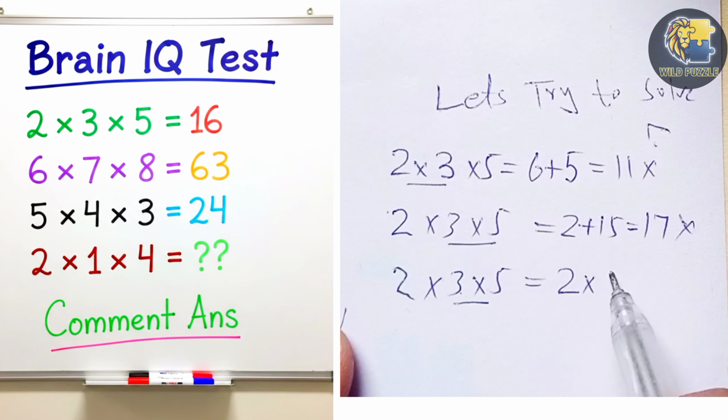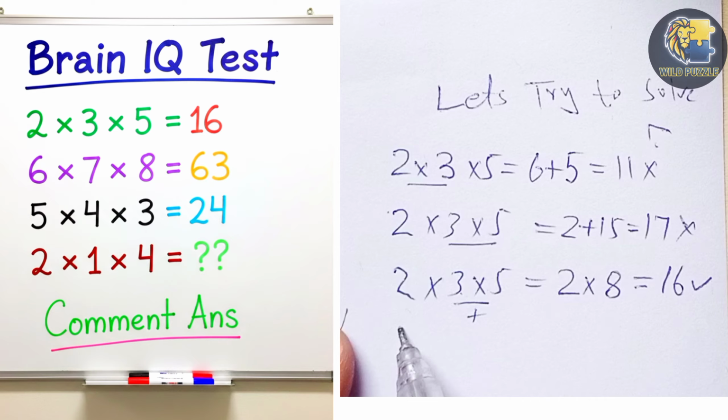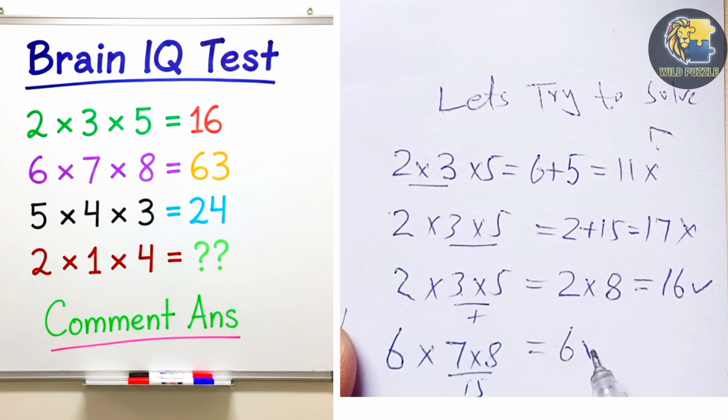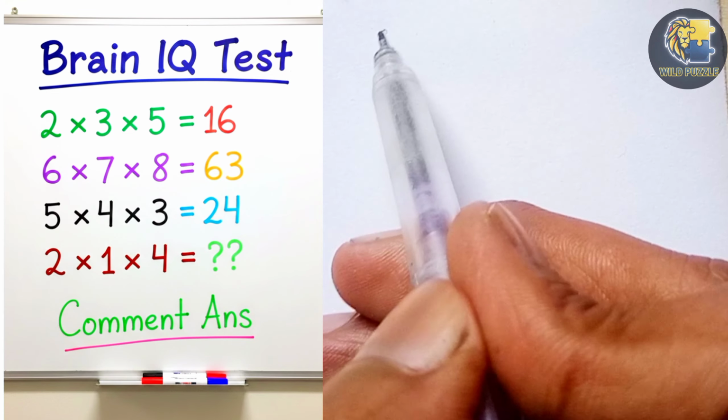Third, 3 plus 5 equals 8, times 2 equals 16. That's correct. We found 16 for equation 1. Now we test this pattern on row 2. 7 plus 8 equals 15, times 6 equals 90. Oops, that pattern does not fit on row 2. So what's the correct pattern or logic? Let's move to the final solution.